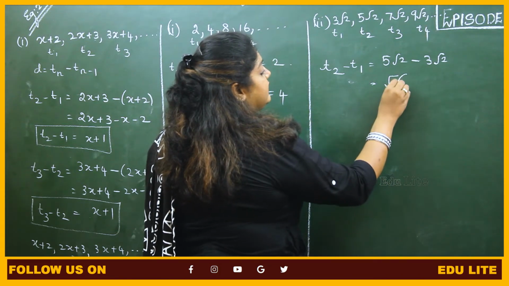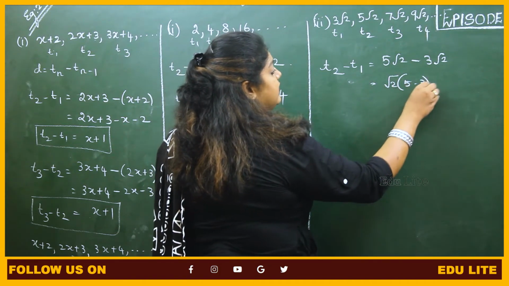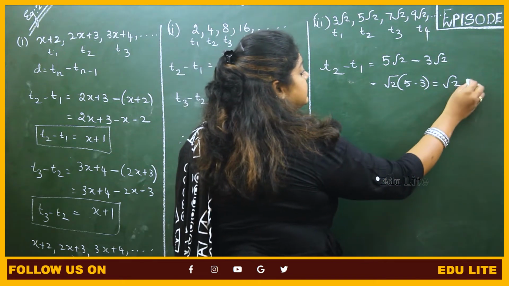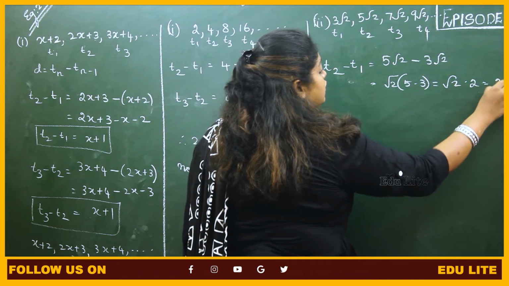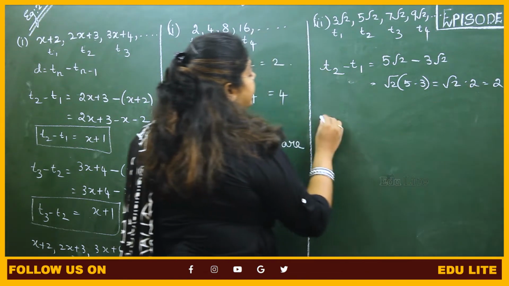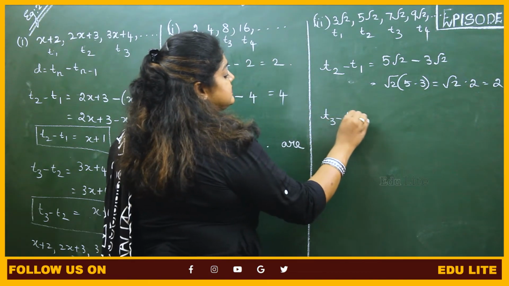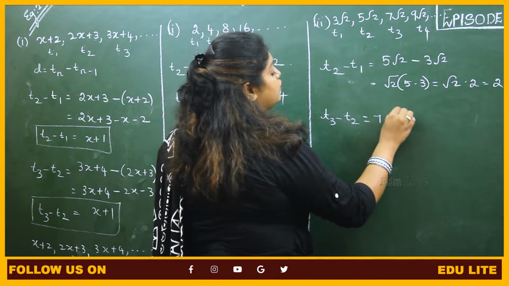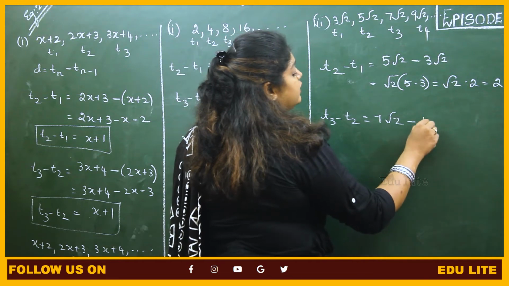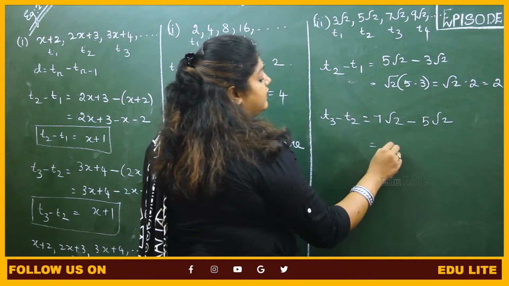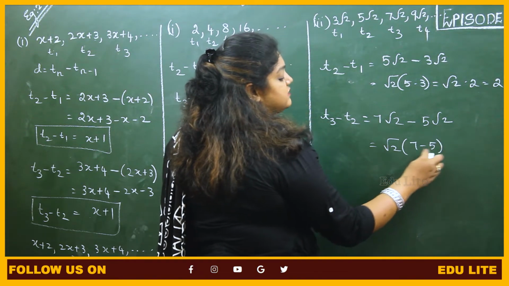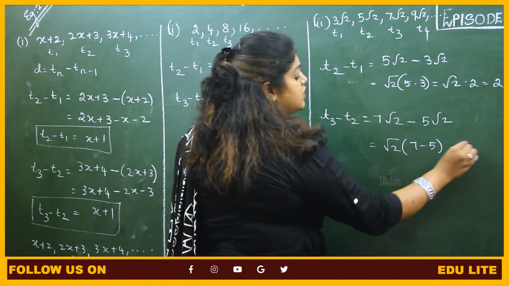Therefore, what will we get? 5 minus 3 root 2. Within the brackets, 5 minus 3 is 2. So, 2 into root 2. Next, we will find T3 minus T2. T3 minus T2 means 7 root 2 minus T2 value 5 root 2. Again, I am taking root 2 in common. 7 minus 5 is 2 into root 2.